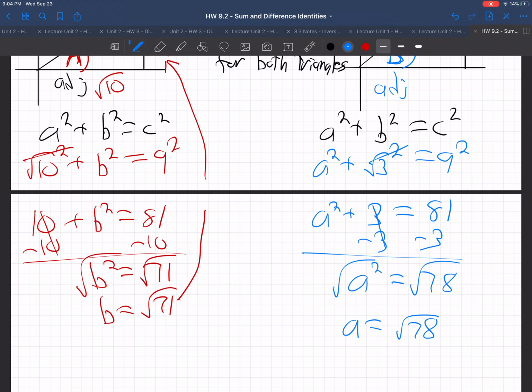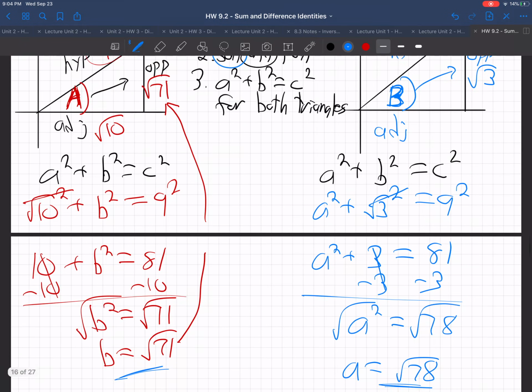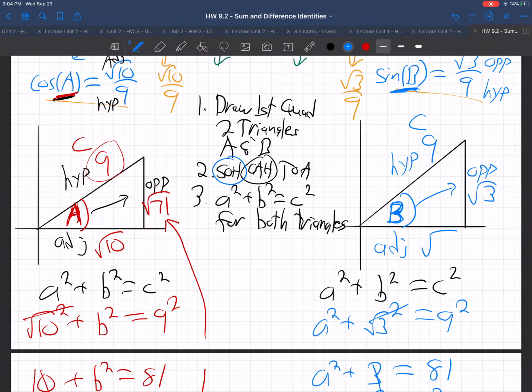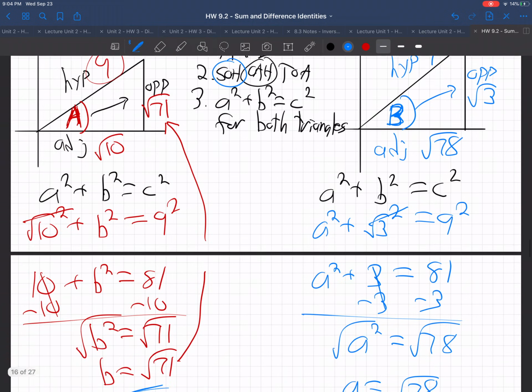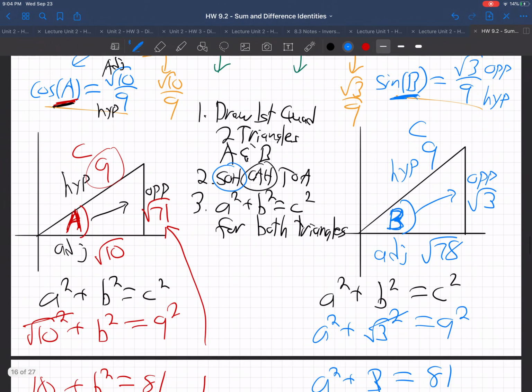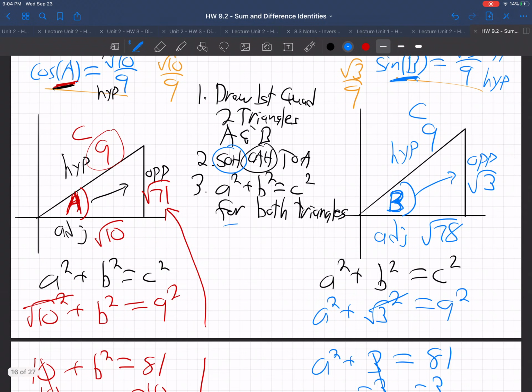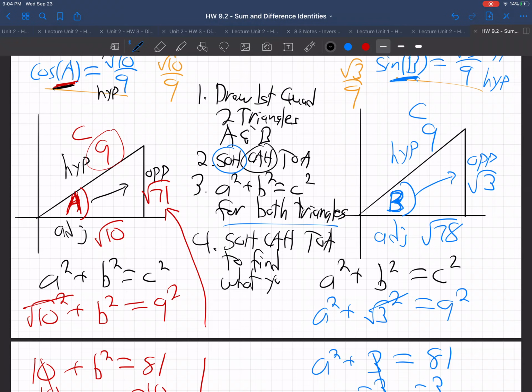All right, so we got b, we got a. Let me bring that back up. A is the root of 78, right? Yep. So we got all three sides now in both triangles, right? For both triangles. Okay, step 4. Sohcahtoa to find what you need. What do you mean, what do I need?